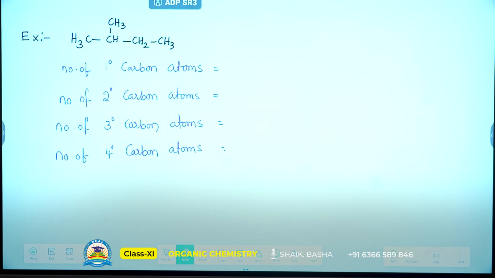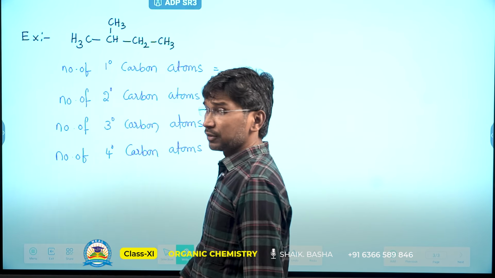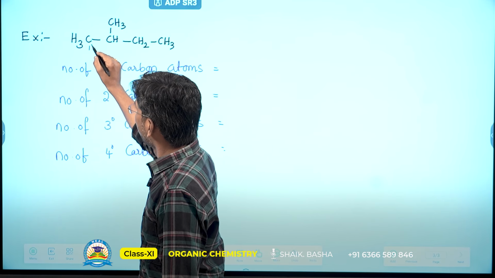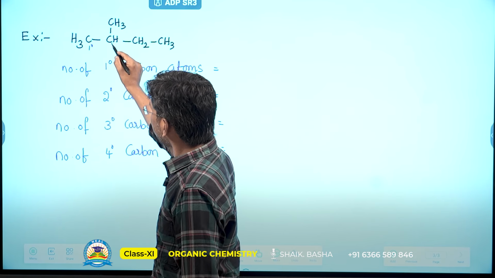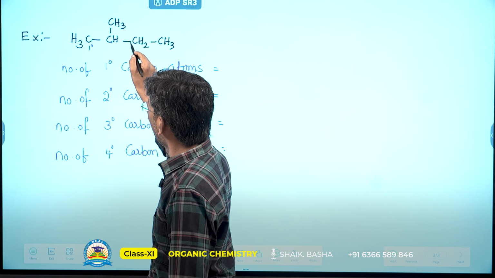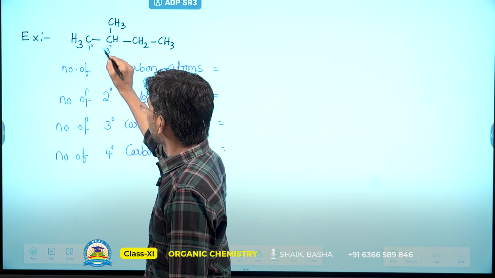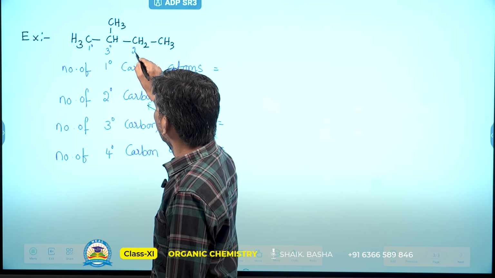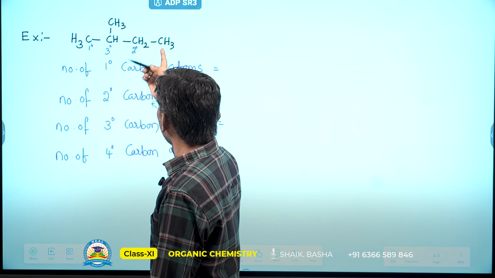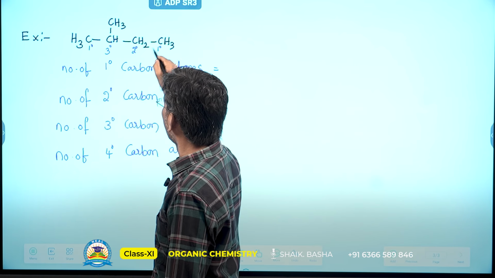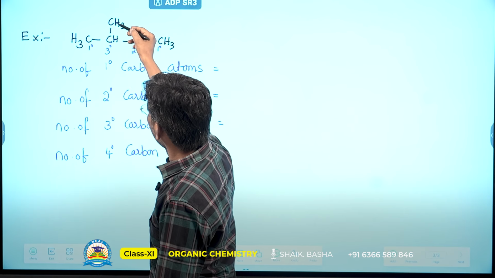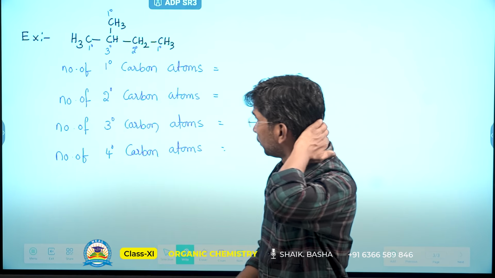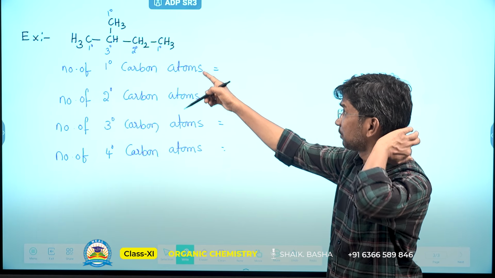We'll discuss. Number of primary carbon atoms. So we know the definition. Carbon attached to only one carbon is primary. Then what about this one? This carbon atom is attached to 1, 2, 3 other carbon atoms. This is tertiary. This carbon atom is directly attached to 2 other carbon atoms. This is secondary. This carbon atom is connected to only one carbon atom. This is primary. This carbon atom is directly attached to only one carbon. This is primary.